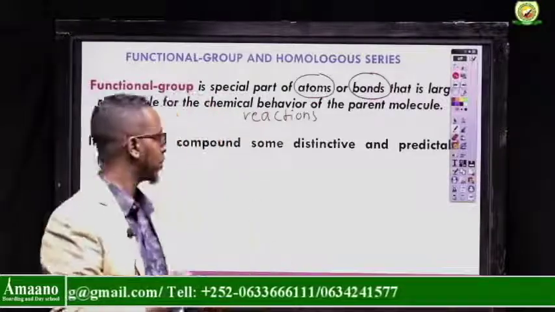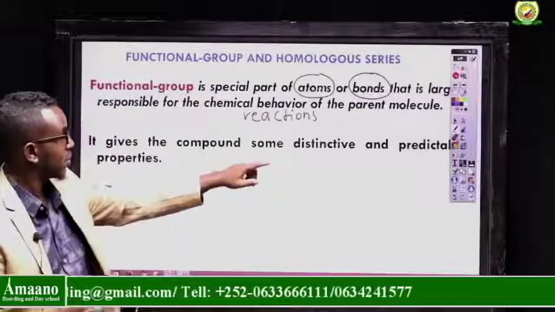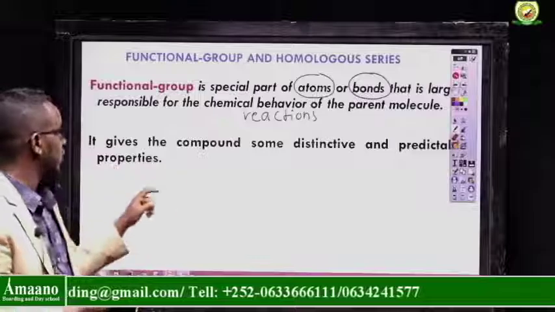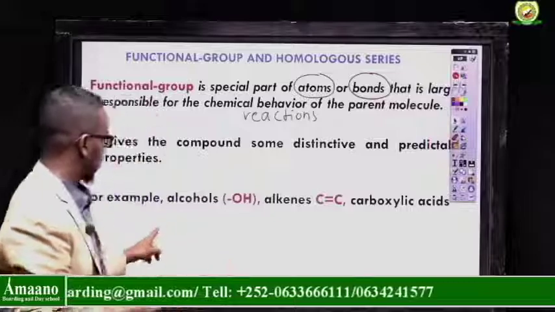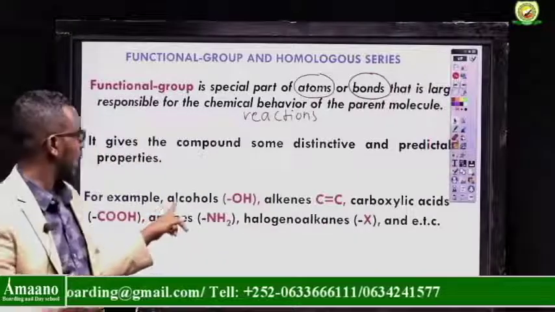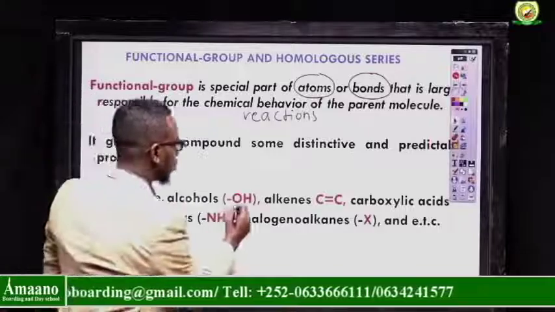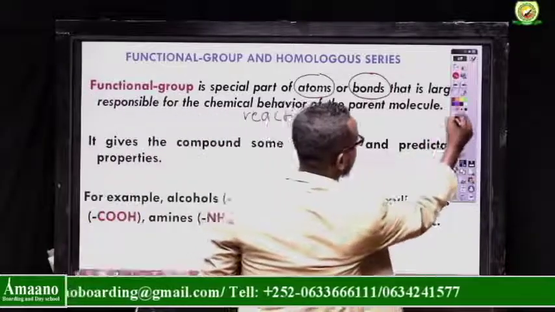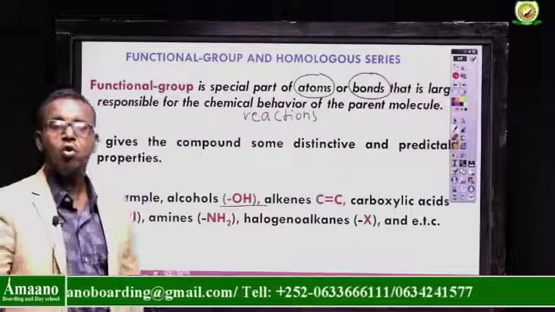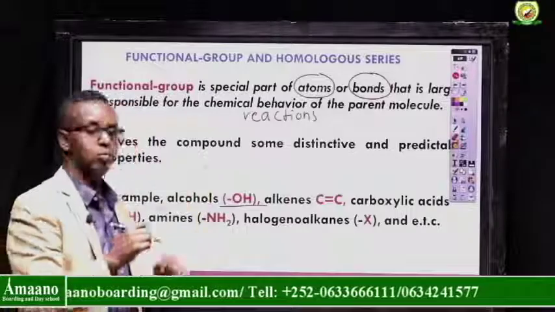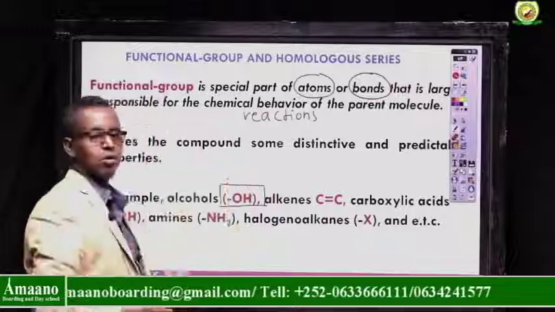So it gives the compound some distinctive predictable properties. For example, alcohols. Alcohol is a family. The functional group of alcohols is hydroxide. So all alcohols should contain an OH group. This OH group is the functional group of alcohols.